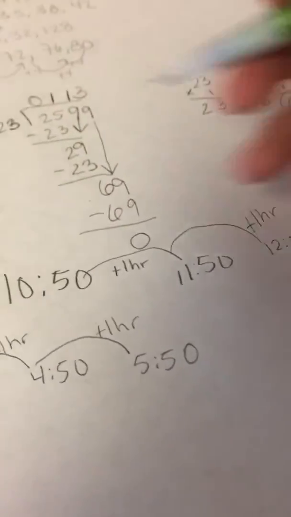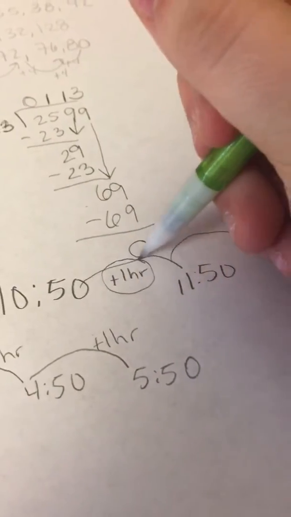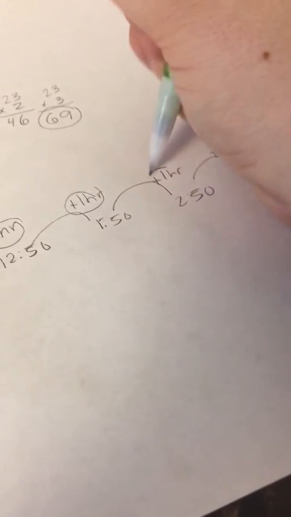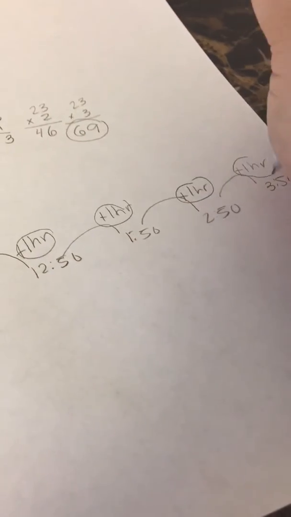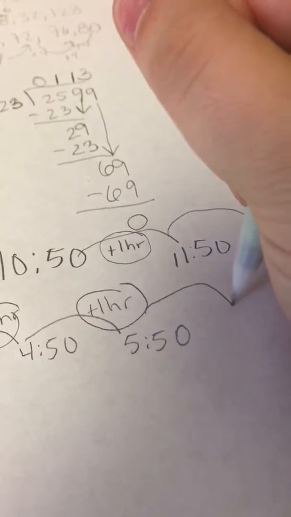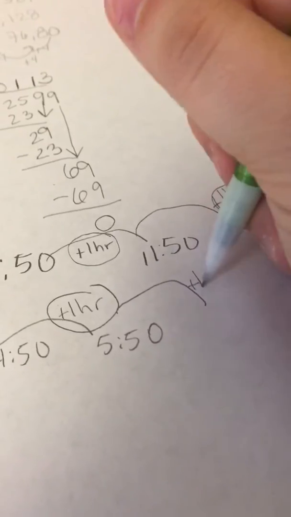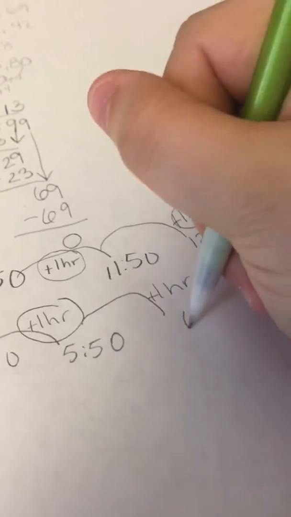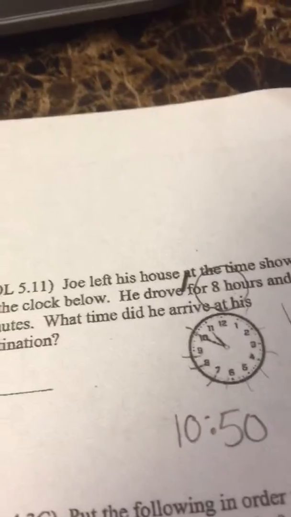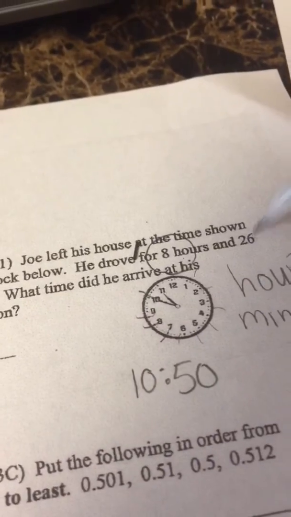And let's just make sure we have our hours counted up. We might be short. 1, 2, 3, 4, 5, 6, and 7. Remember, he drove for 8 hours and 26 minutes, so we need to take it 1 more hour further. And we arrive at 6:50. But we're not done yet. It says 8 hours, but it also says 26 minutes.